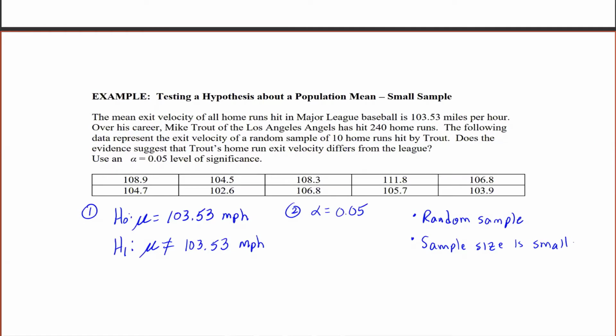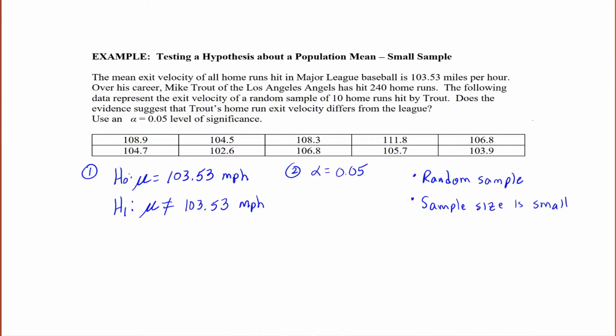Because my sample size is small, two things have to be satisfied. Thing one, the sample must come from a normal population. Thing two, I can't have any outliers. To check if the data come from a normal population, that's where we use a normal probability plot. To check if we have no outliers, that's where I use a box plot. So what I have to do is enter this data into StatCrunch and draw a normal probability plot and a box plot.